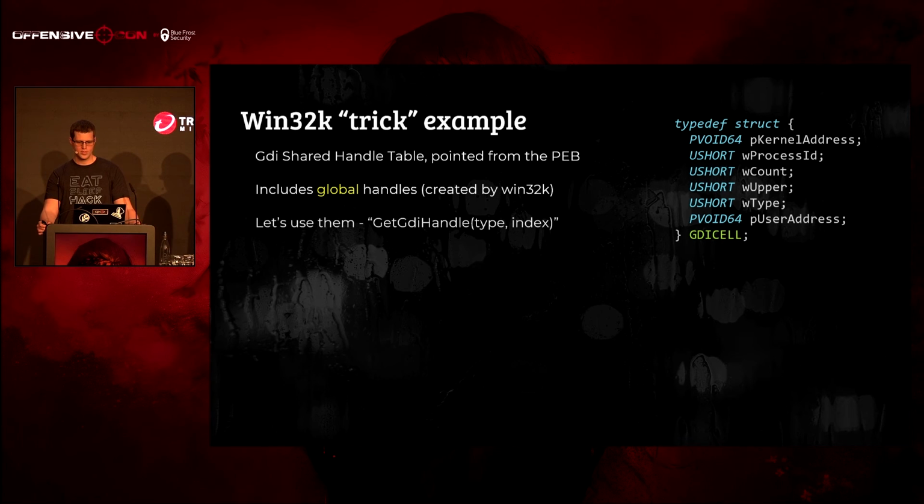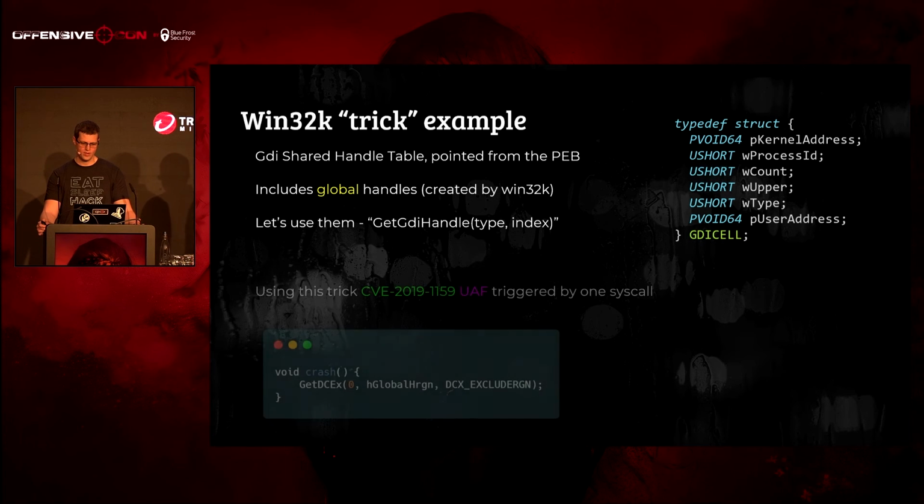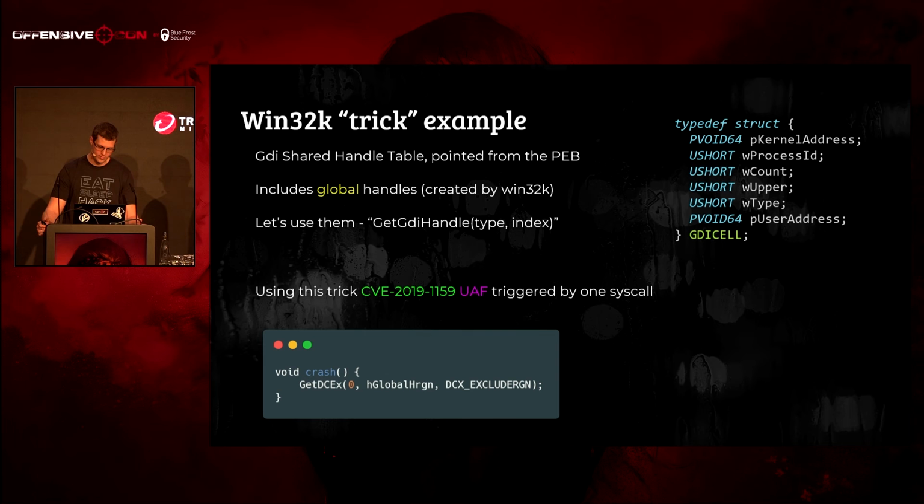So we created a new pseudo syscall that traverses the array and searches for global handles. And we let the fuzzer run, and within a few hours, it found CVE-2019-1159, which is triggered by one syscall and a global handle.